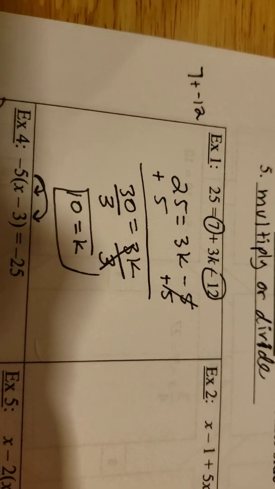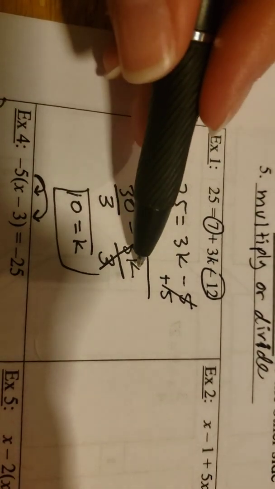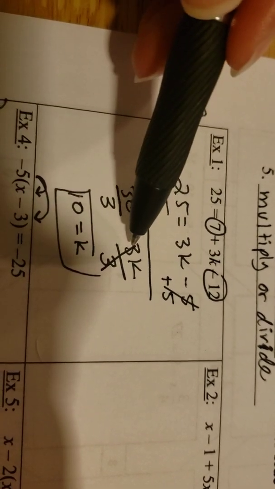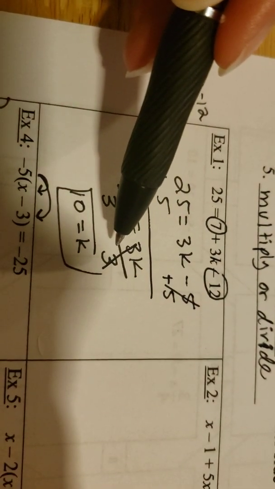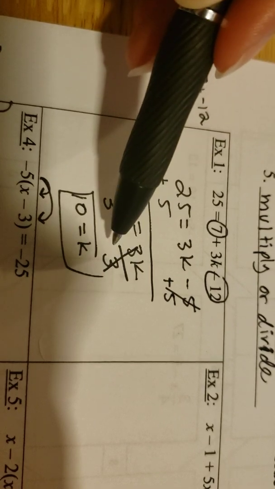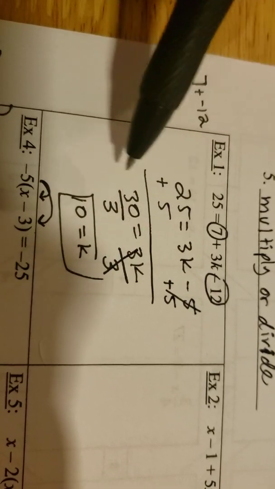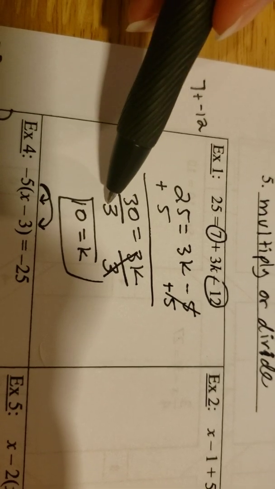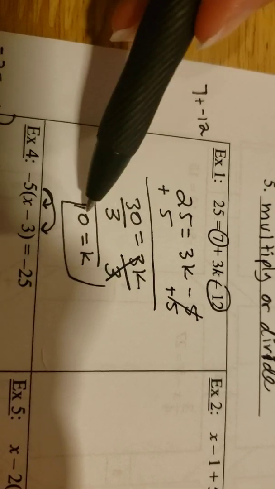And now, like it's a couple here, 3k, they're going to break up. So in order to get rid of the 3, we have to divide. Think about when you're breaking up, it's dividing. So we divide by 3. And if we do that on this side, we have to do that on the other side here. So 30 divided by 3 gave us 10. So k was equal to 10.